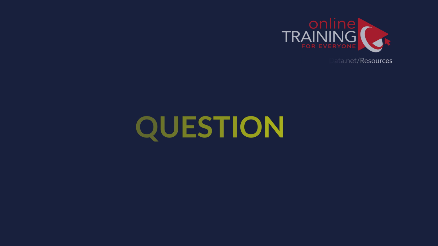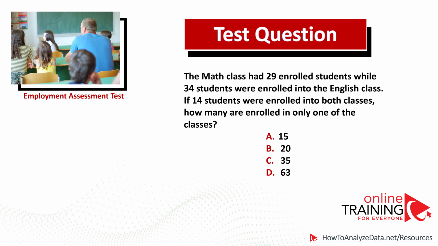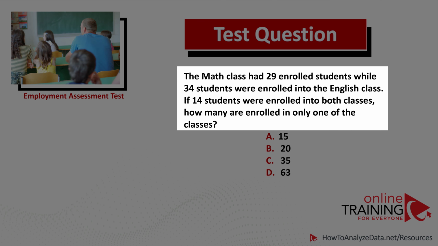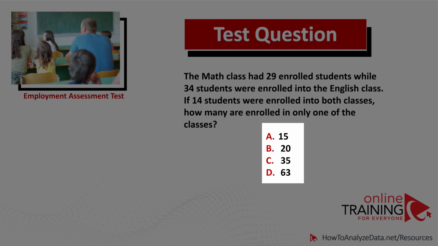Let's look at the tricky question you might frequently see as part of employment assessment test. The math class had 29 enrolled students, while 34 students were enrolled into the English class. If 14 students were enrolled into both classes, how many are enrolled in only one of the classes? And you have 4 different choices: 15, 20, 35, and 63.